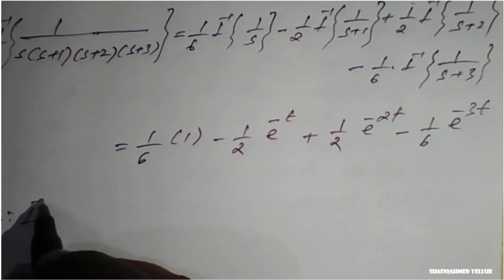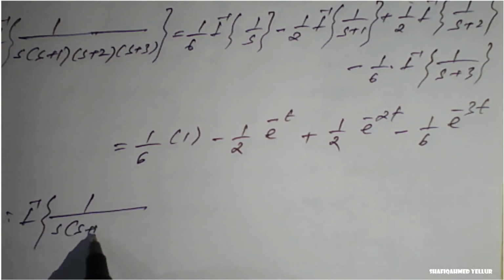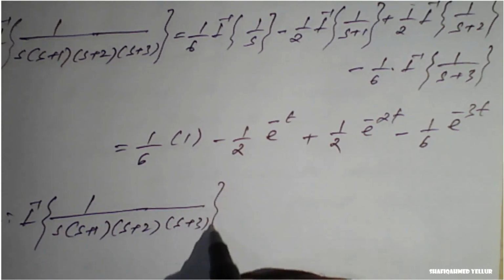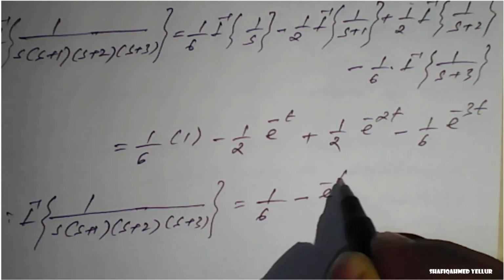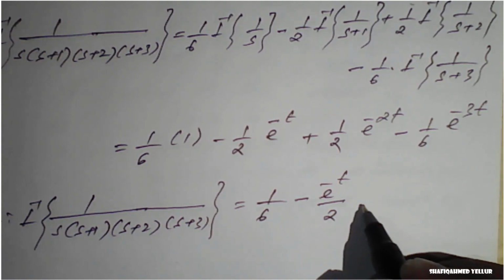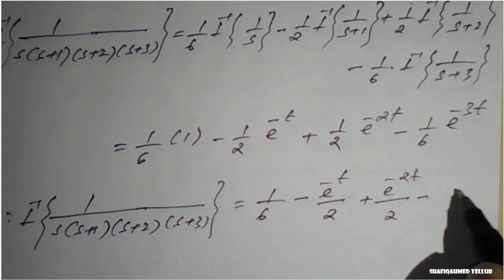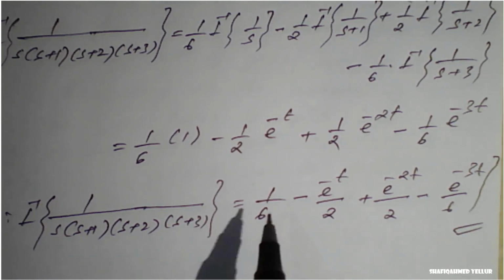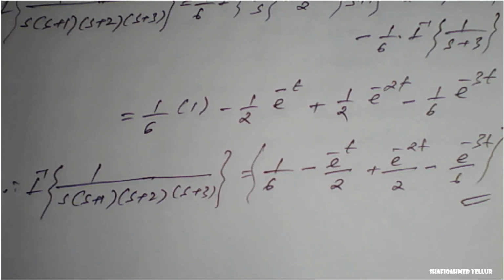So finally, the inverse Laplace transform of 1 upon s, s plus 1, s plus 2, s plus 3 will be finally 1 by 6 into 1, that is 1 by 6, minus e raised to minus t upon 2, plus e raised to minus 2t upon 2, minus e raised to minus 3t upon 6. So in this way we need to simplify the results of inverse Laplace transform using partial fractions.